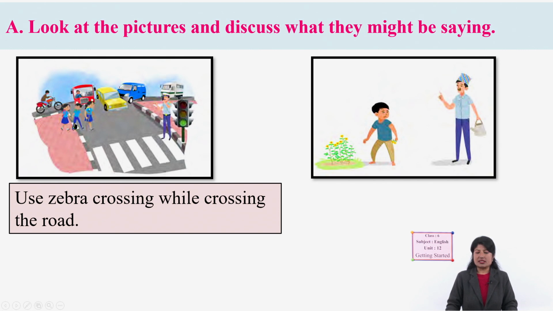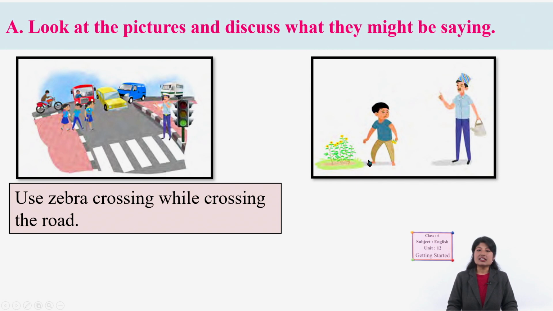So who made the mistake over here? The children, right? The children made the mistake. They should have crossed the road from the zebra crossing, but they didn't do that. So what should the children say to the traffic policeman? Sorry, right? So beg sorry for that.